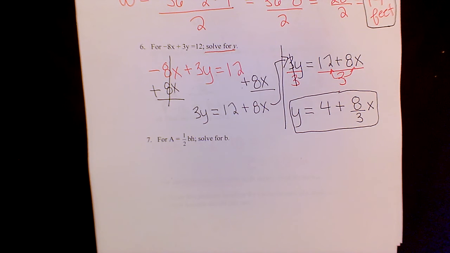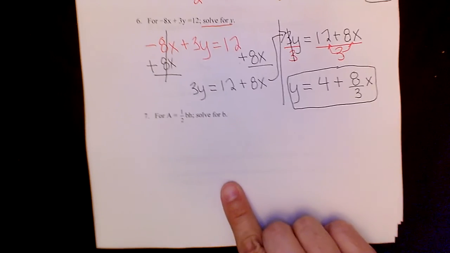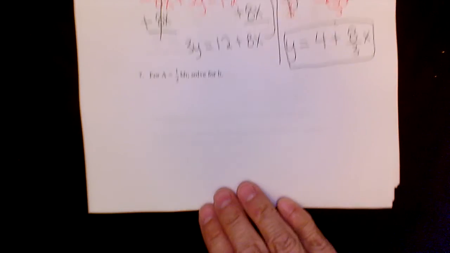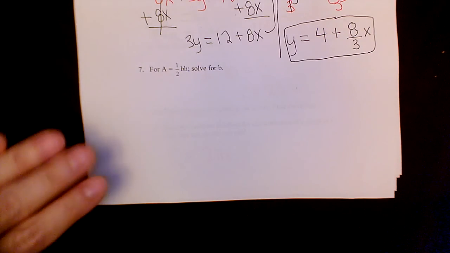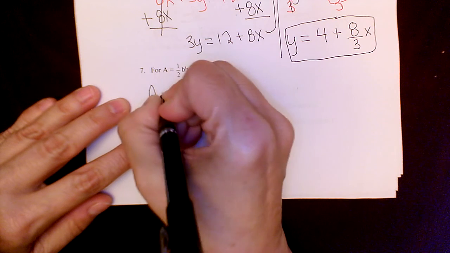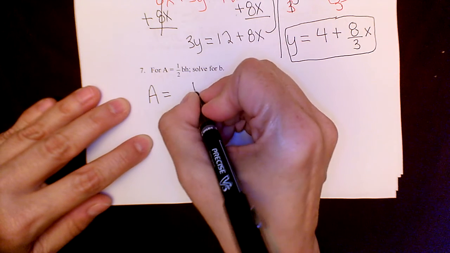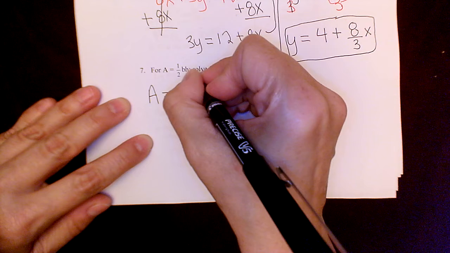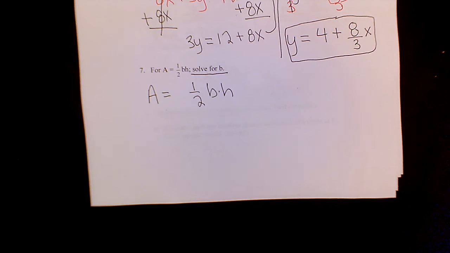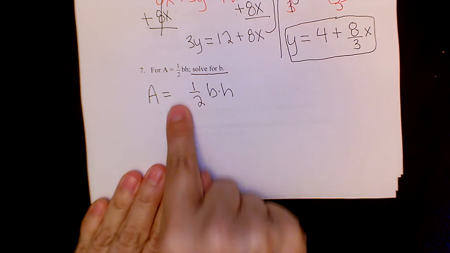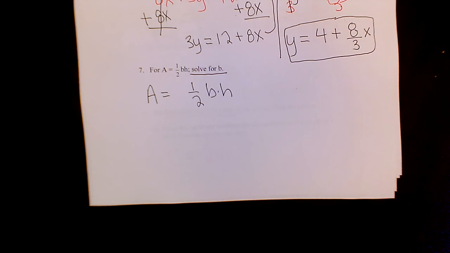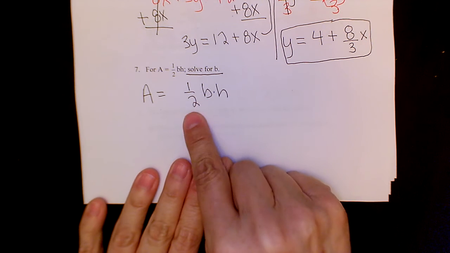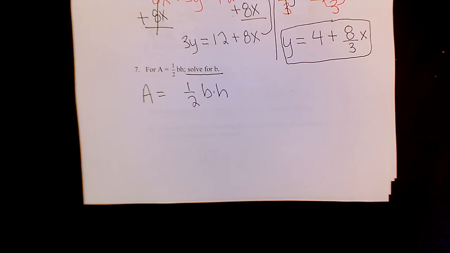Okay, last problem. Maybe it'll get better with number 7, hopefully. So number 7 says A equals 1/2 B times H, and I want to solve for B. I'm just leaving a little space here because I know what's coming up. So I want to solve for B, but B is being multiplied by 1/2 and by an H. So we have to undo all that and get B alone.